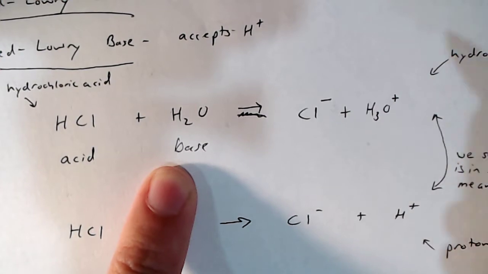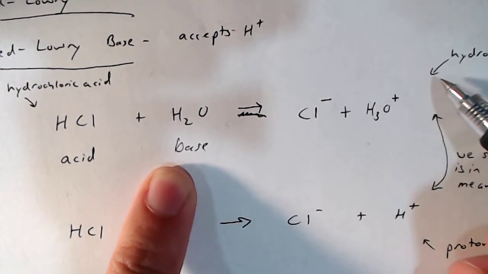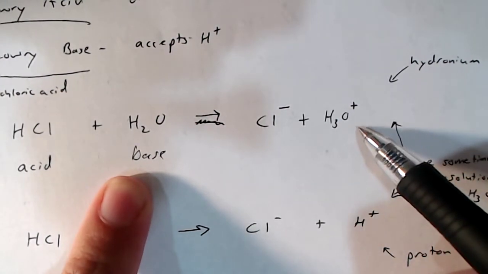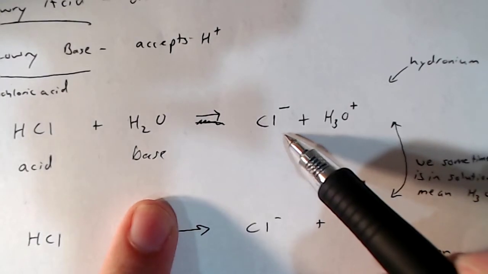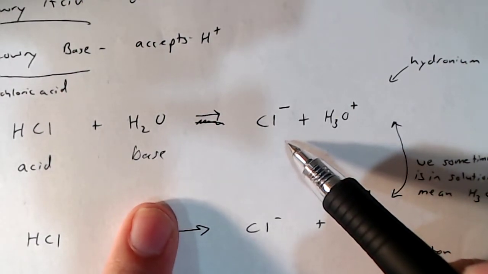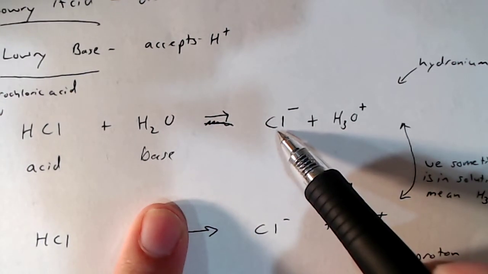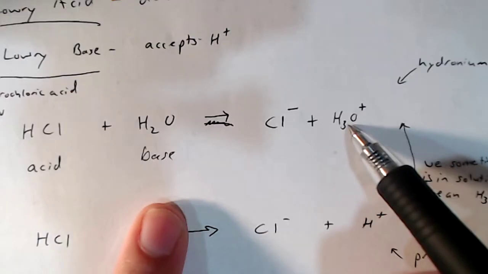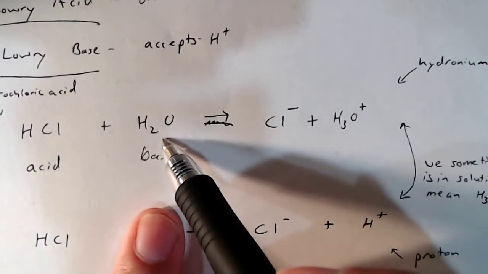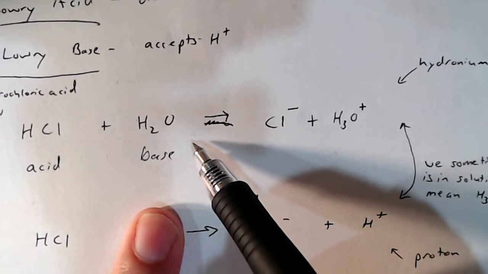Let's see, so just H3O plus, that is known as hydronium. You'll want to memorize that. And then Cl minus is also left over. So it turns out that this reaction is not very reversible, but it is ever so slightly reversible. That means that chloride and hydronium can react together to form HCl and water in an ever so small amount.